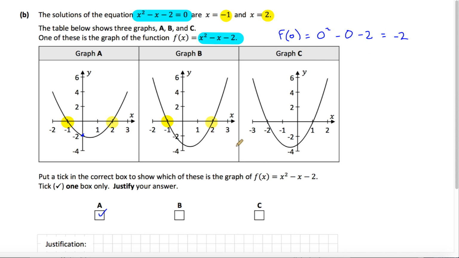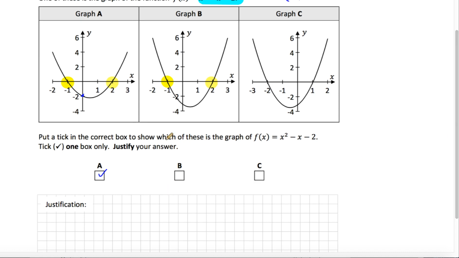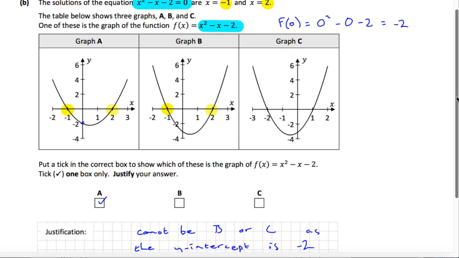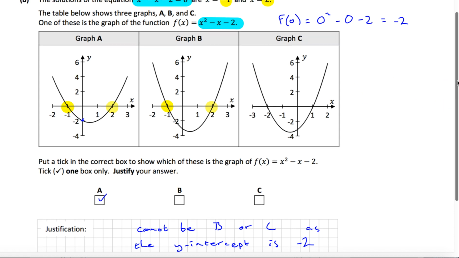The justification is partly this. I suppose just to put some language on it, we can say it cannot be graph B or C as the y-intercept is negative 2. That's a good enough reason. It covers why it can't be B or C, which means it must be A. And that's the end of the question.